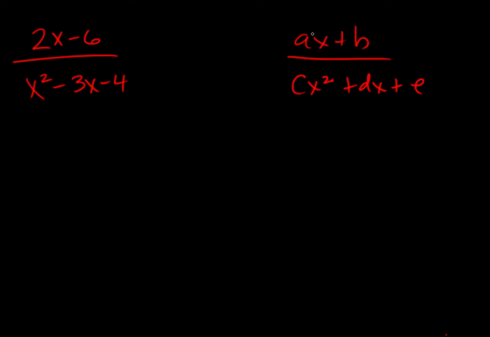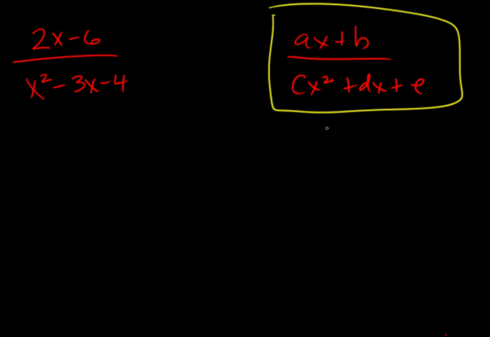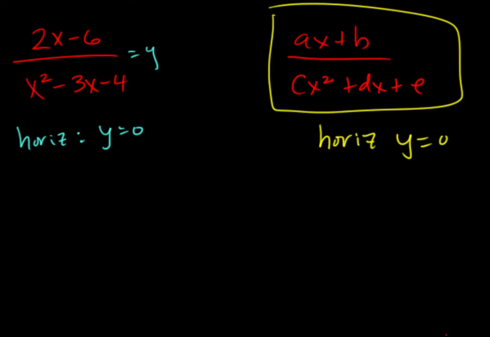If we have rational functions in this form, we have a horizontal asymptote at y equals 0. Okay, we're going to look at this question over here. It says find the asymptotes of the function. So we know that there's a horizontal asymptote at y equals 0 because it meets this form.